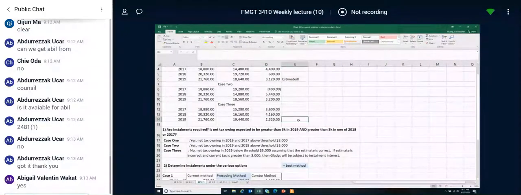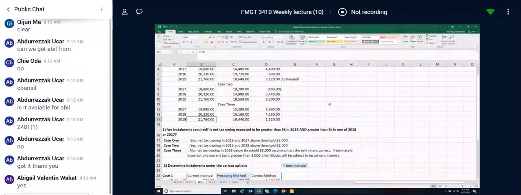But it's really important to note this number, the 21,760, that's an estimate. Let's just say your estimate is wrong. Let's say, for example, you don't do installments because you say, I think my current tax is only going to be 21,760. I've already paid 19,440. I don't think installments are required. Now, let's say in reality, it's determined later on, oh, shoot, your real tax bill was 23,000.